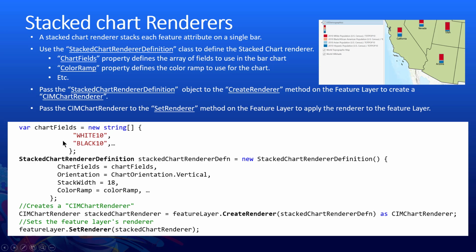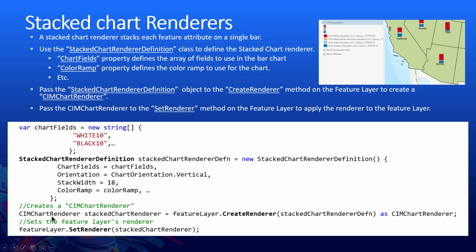I first create the string array chart fields to hold the field names in the feature layer that I want to symbolize. Here I create the stacked chart render definition object using the constructor. Within the constructor, I define the properties used for the renderer. The properties I'm defining here are the chart fields set to the array of strings with the field names. The orientation property defines the stacked bars orientation, vertical or horizontal. And the color ramp property points to the color ramp style item to use for the chart.